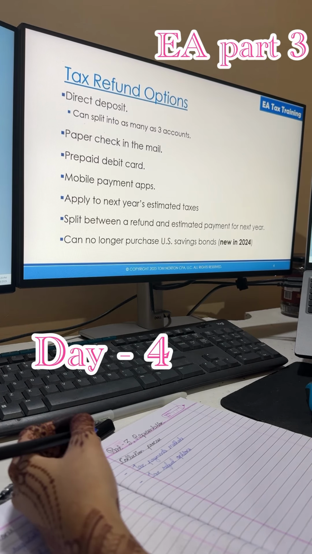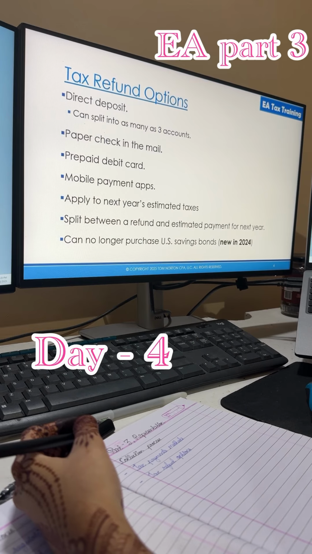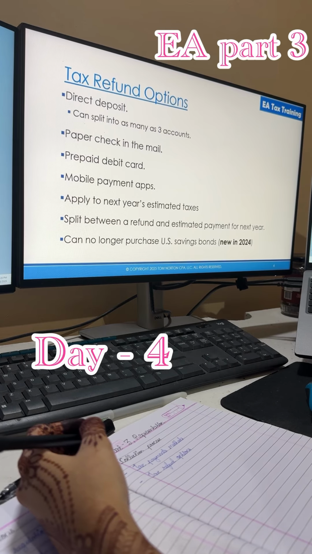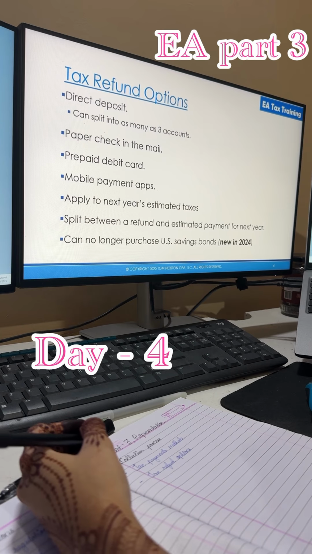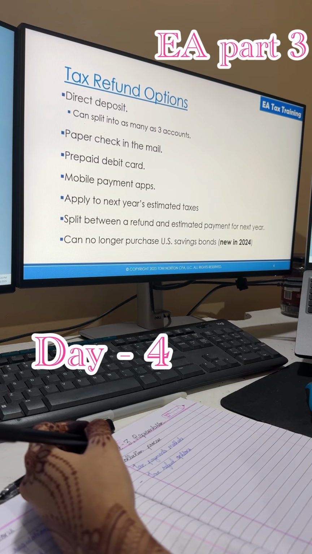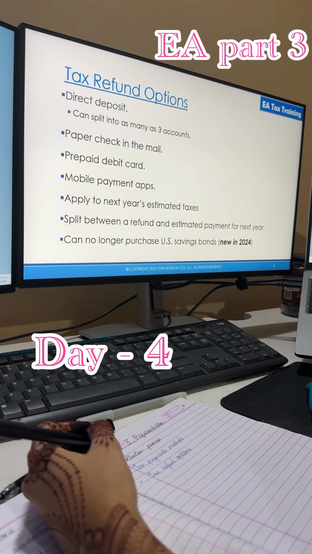The IRS is using some mobile payment apps, and I think they'll be doing more of that in the future. You can apply the refund to next year's estimated taxes, and you can split the refund between getting an actual refund and using part of it for estimated payments for the next year. One change for 2024 is you can no longer use your refund to purchase U.S. savings bonds, so you will want to remember that for the exam. That is new for 2024.